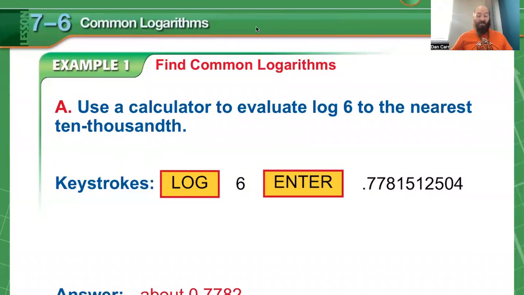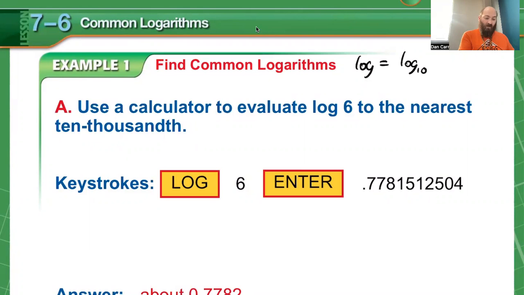Today we're going to be talking about 7-6, common logarithms. You actually have a button on your calculator that does logs. It does one specific log though. If you see log, that is the same as log base 10. So that's what we're looking at here.